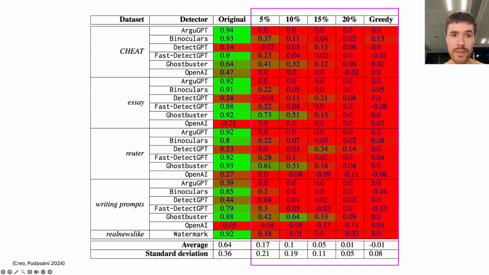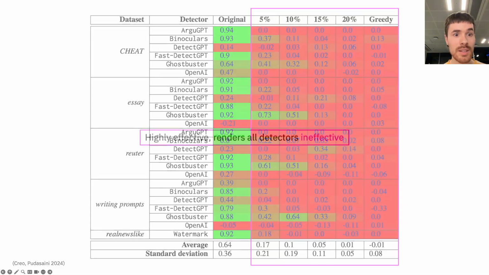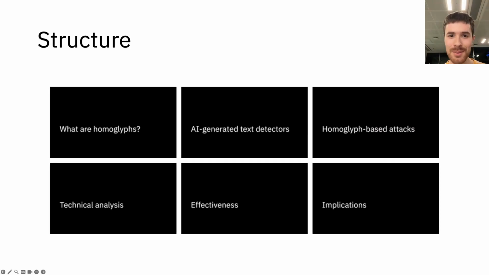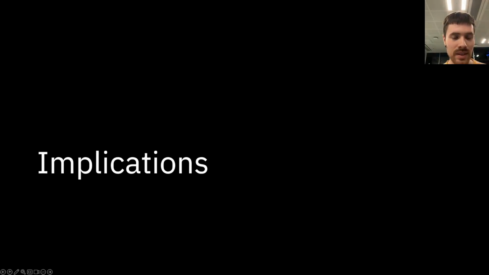That is very, very strong as an experimental result, and it means that homoglyphs are highly effective. They are able to essentially render all of the detectors very ineffective. So that's something to start thinking about. What can we do? Can we do something about it? What are the implications of this?